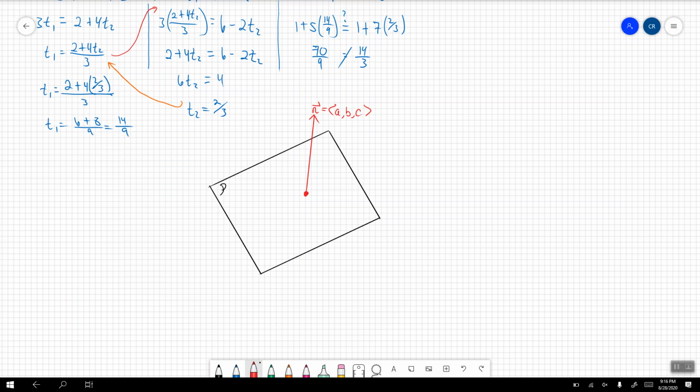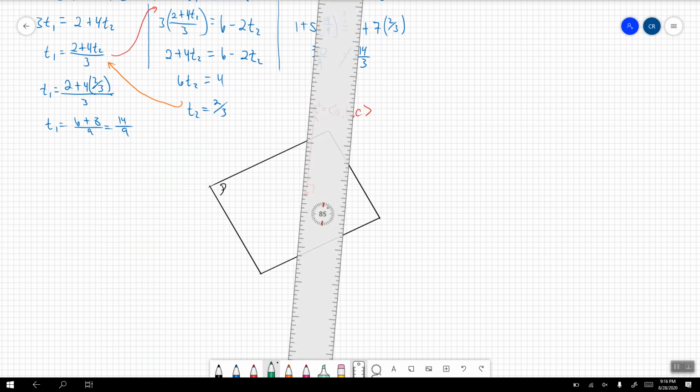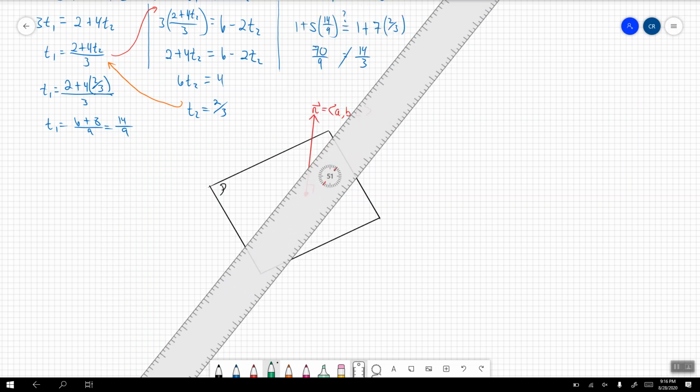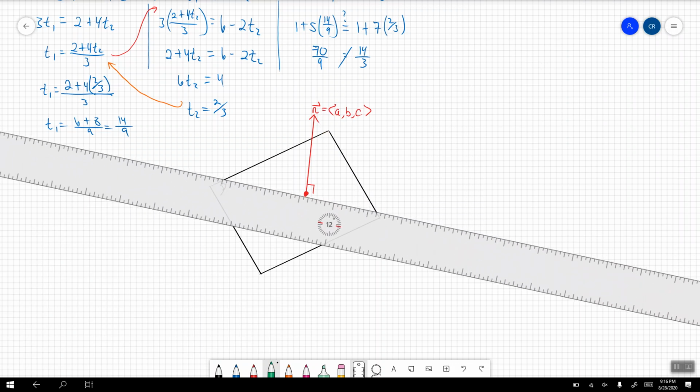Now, I forgot to put a 90-degree angle here. There we go. Now what I'm also going to do here is find a vector on this plane. So on the plane P, I just want to identify some random vector on this plane. And this random vector, quote unquote random vector, is going to be, let's say, a nice vector.